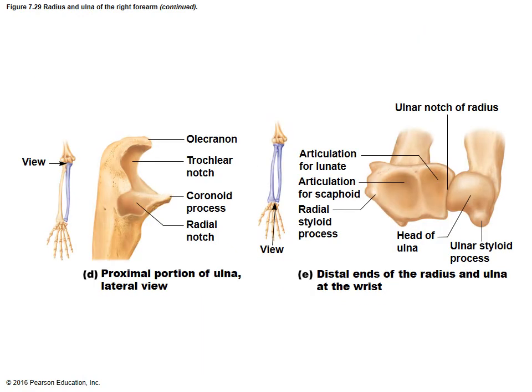So here is a look at the ulna and the radius interacting with the wrists, as well as the elbows, so you can kind of see how they are fitting in together and how they're making their connection with the ulnar notch and the radial notch.